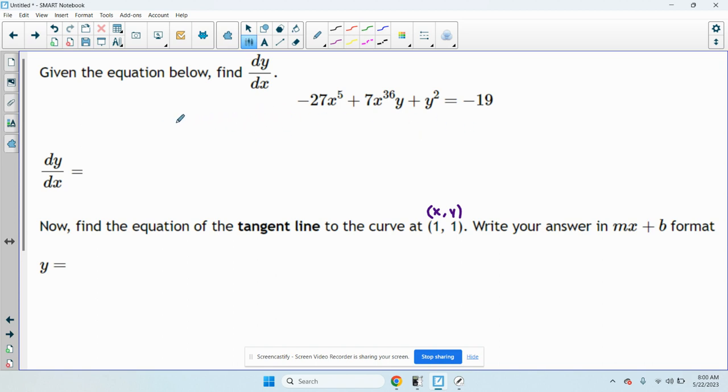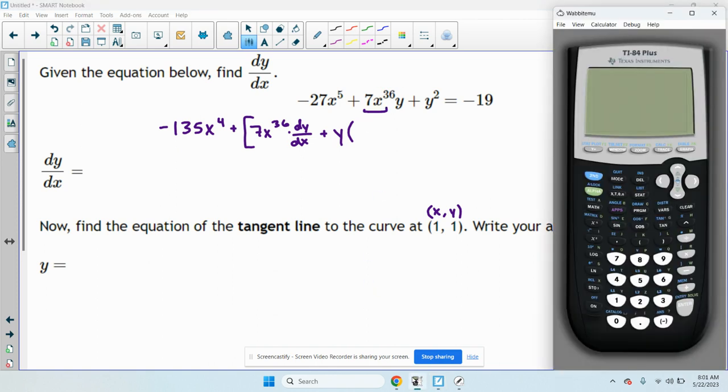So we have negative 27 times 5. That's going to be negative 135 x to the 4th. Plus, now this is a product here, so I have to use the product rule. The first I'm going to let be 7x to the 36. First times the derivative of the second. Derivative of y is 1, and then we write dy/dx, plus the second, y, times the derivative of the first.